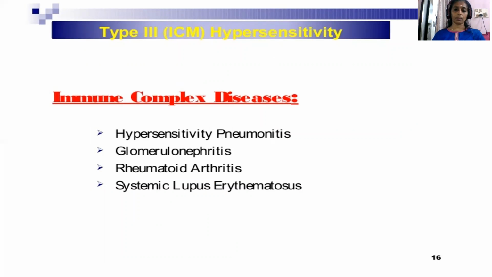So what are the major diseases in type 3 hypersensitivity? We are just going through the nutshell of that. Hypersensitivity pneumonitis, glomerulonephritis, rheumatoid arthritis, and systemic lupus erythematosus or SLE are the major immune complex diseases.